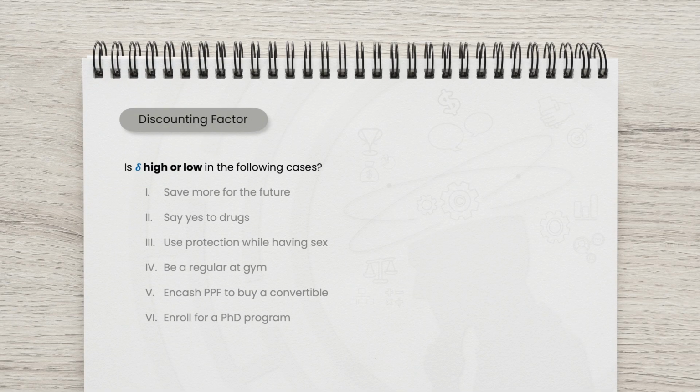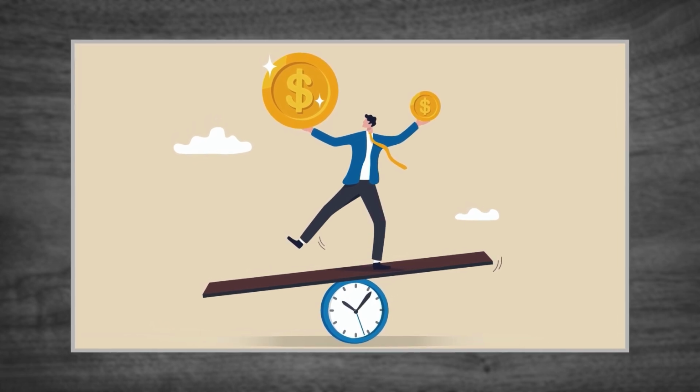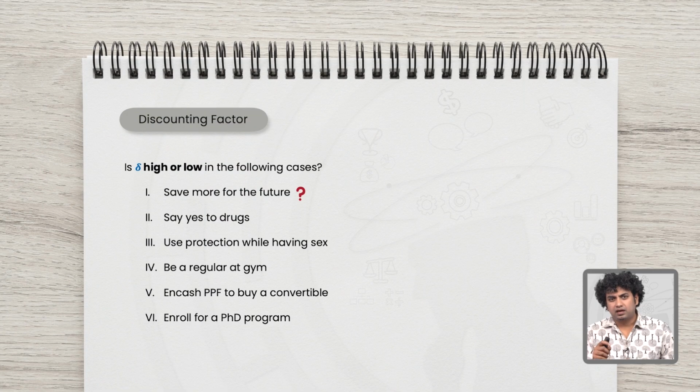Now, I'll give you a few seconds. Take a look. Is delta high or low in each of the following cases? Save more for the future. High delta or low delta? High delta. Say yes to drugs. High or low? Low delta.